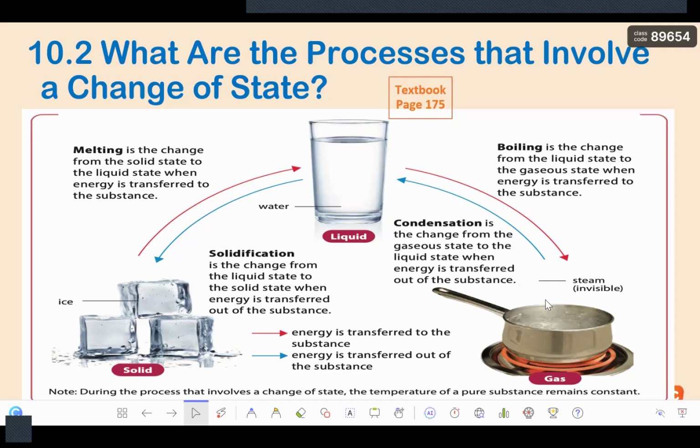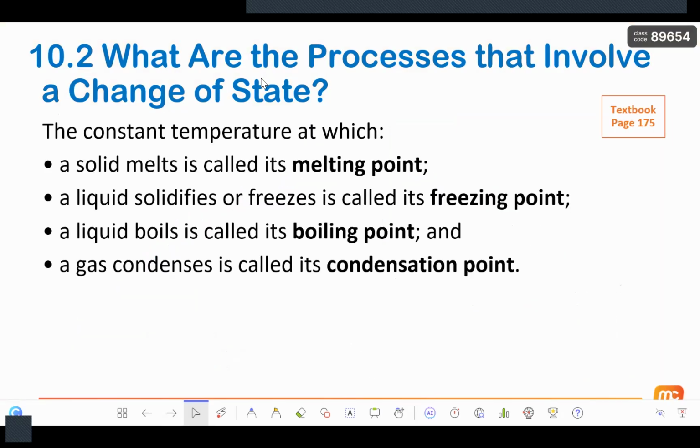And then the opposite way, when you cool down, vapor will condense into water. So it's condensation from gaseous state to liquid state. And from liquid state to solid state is solidification or freezing. Okay, so you need to know that the temperatures at which all these changes in state occur are called the melting point, freezing point, boiling point, and condensation point. And during this particular temperature at which it melts, freezes, boils, or condenses, the temperature remains constant.